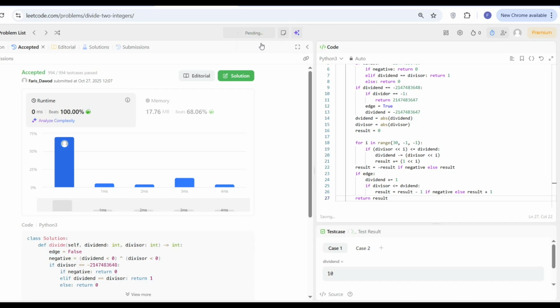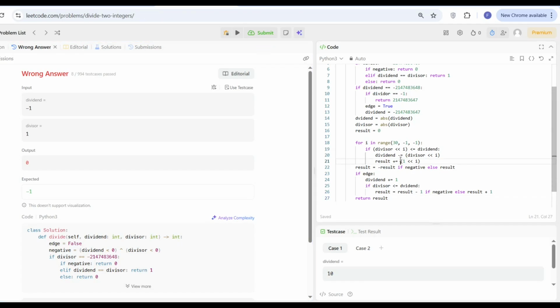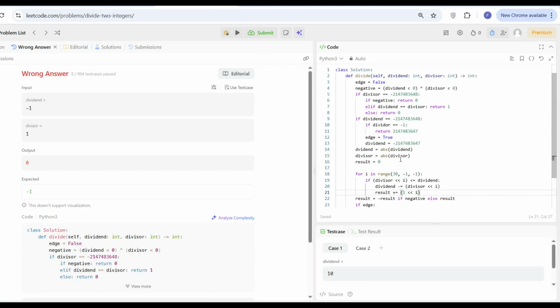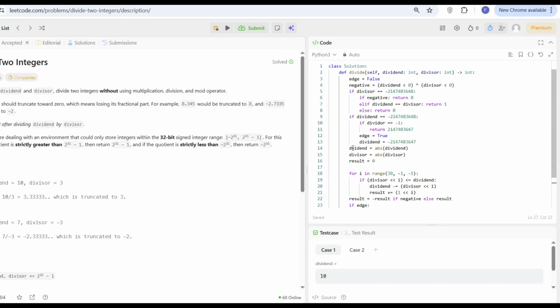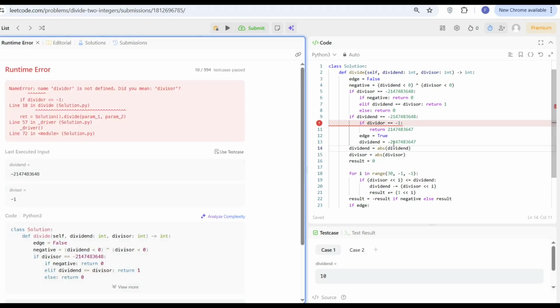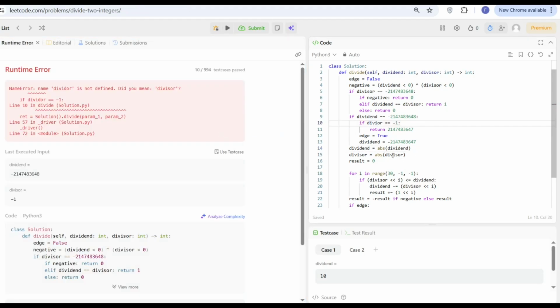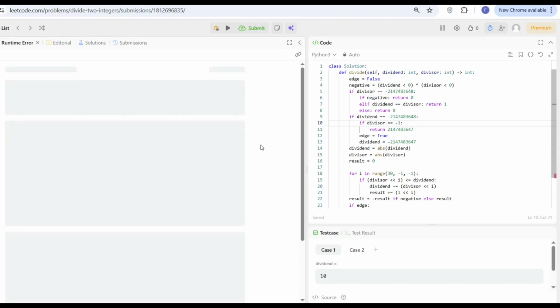Let's click submit, fingers crossed, and wrong answer. There's some error here. Input -1, divisor 1, and the output is 0. I made a mistake here somewhere. Let me find it. I'll get back to you. So I found the problem. The problem here is misspelled dividend. Let's test it again. Hopefully it will work fine now. Another problem, divisor is wrong. It's not divider, it's divisor. So many spelling mistakes. And let's try again.